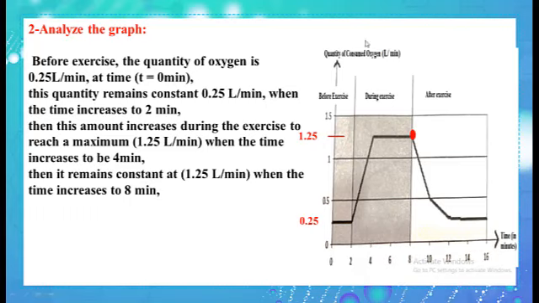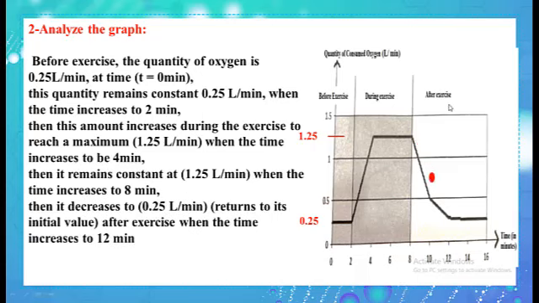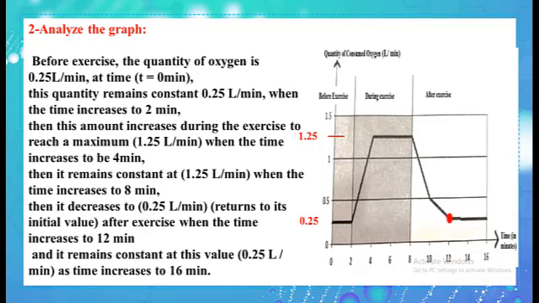Then let's see what happens to the quantity of consumed oxygen after the exercise. Then it decreases to 0.25 liter per minute, means it returns to its initial value when the time was at 0. After the exercise, when the time increases to 12 minutes, then it remains constant at this value 0.5 liter per minute as time increases to 16 minutes.